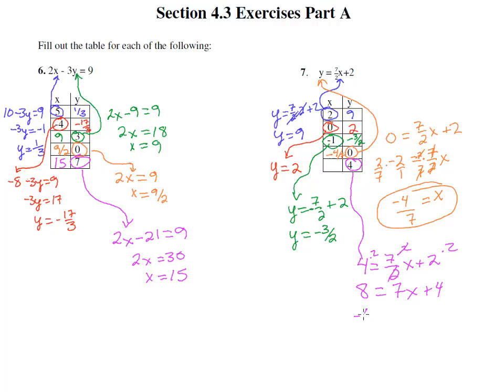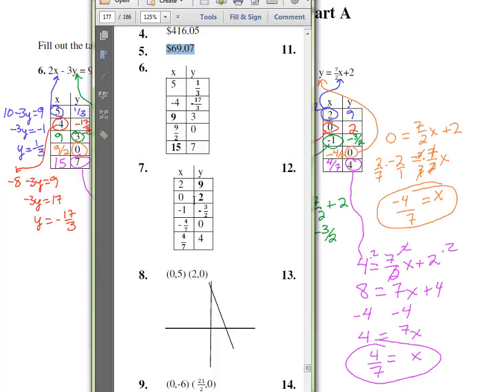Subtract 4 from both sides, and we get 4 equals 7x. Divide by 7, and we get x equals 4 sevenths. So let's plug that right up in here. 4 sevenths is the partner for 4. Let's check our answer. We get 2, 9; 0, 2; negative 1, negative 3 halves; negative 4 sevenths, 0; 4 sevenths, 4. Good.